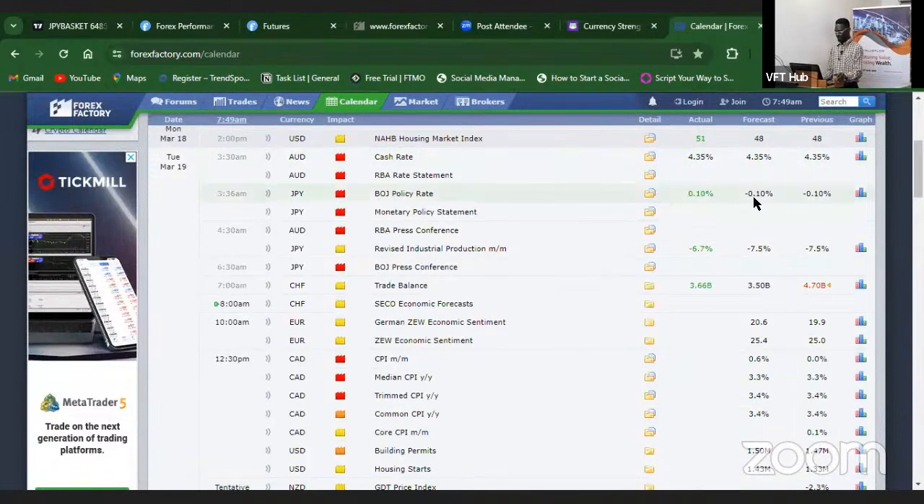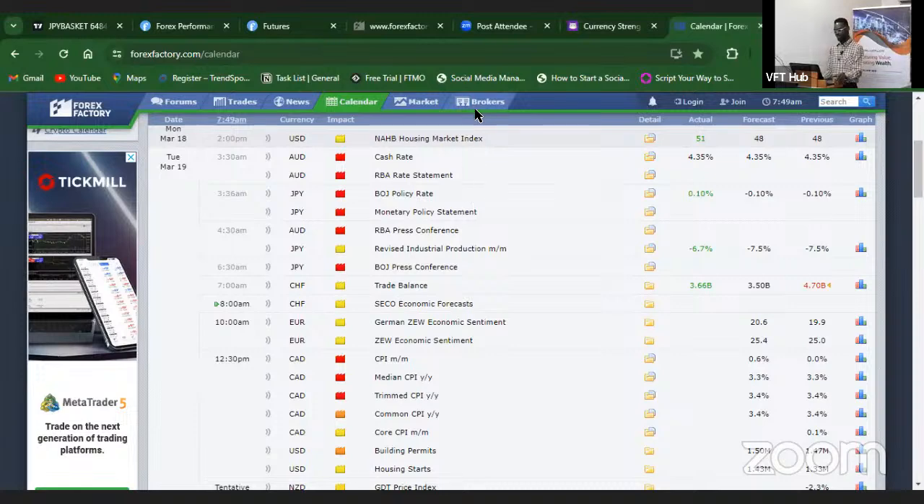This is BOJ. You see from minus 0.1% to plus 0.1%. Now that sounds more like good news for the yen. The yen basket, that's a strong yen. We expect a strong yen for the interest rate to be increased right from negative all of a sudden into the positive zone. Expect value will move now into the yen basket. We expect the bullish yen basket.